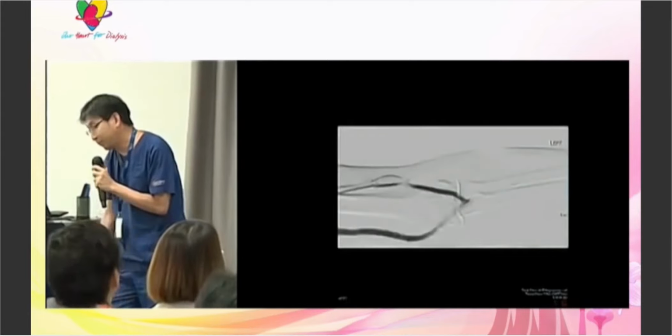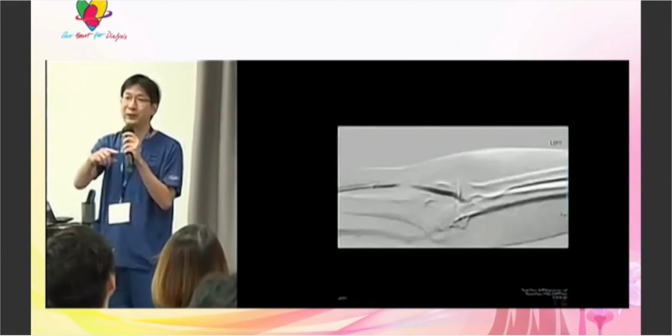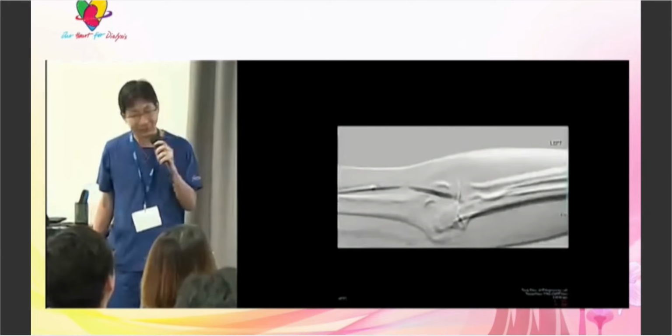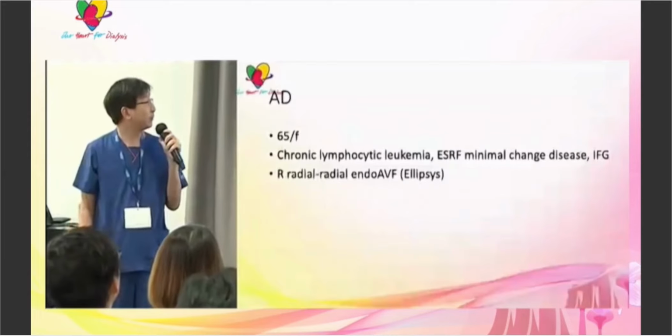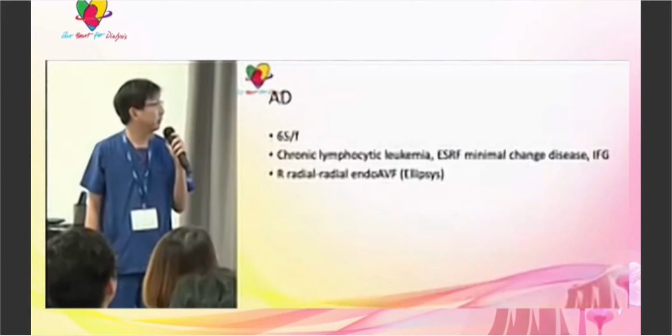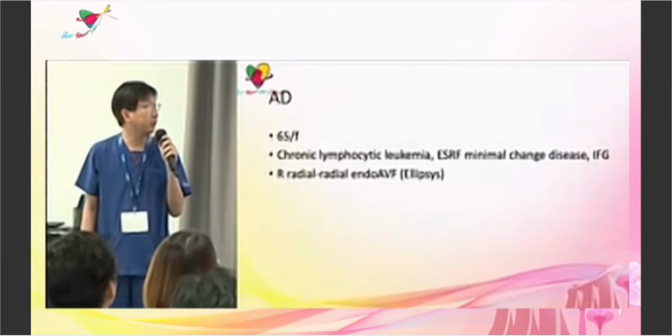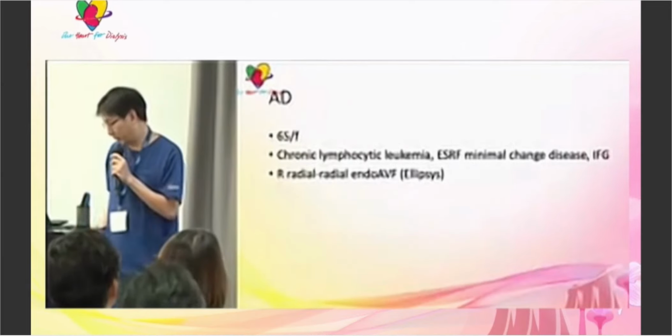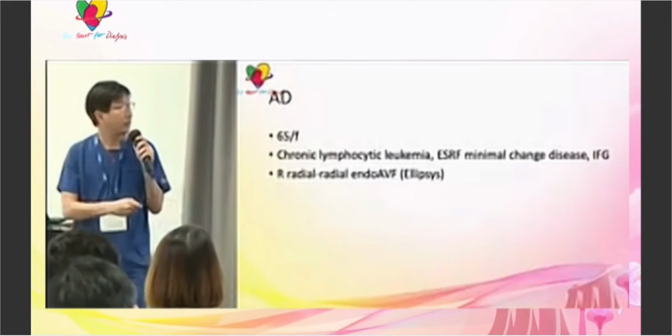Sorry, I realized I forgot a case. Can you switch back to the previous slide? In my excitement to show, I forgot to talk about the patient. So this is a 65-year-old lady who had CLL and ESRD for minimal change disease secondary. And then she underwent a right radial endo-AVF with Ellipsys.